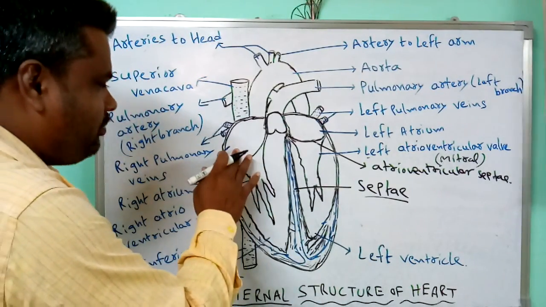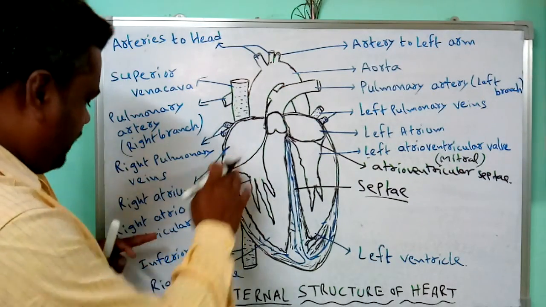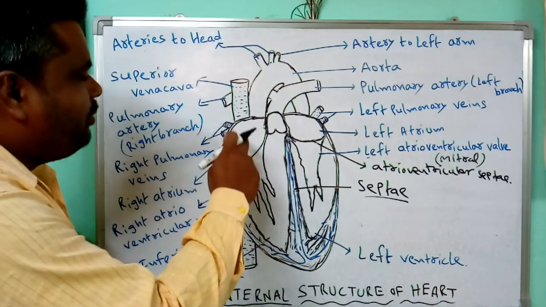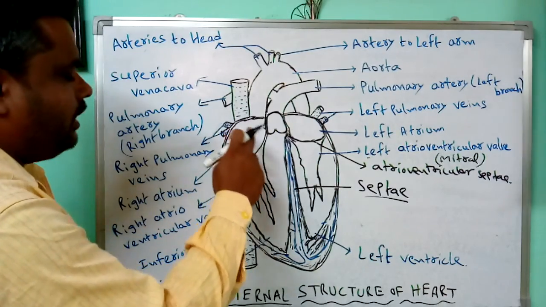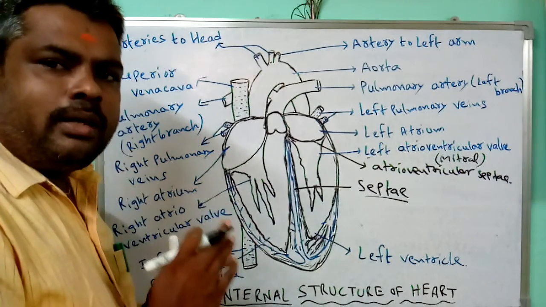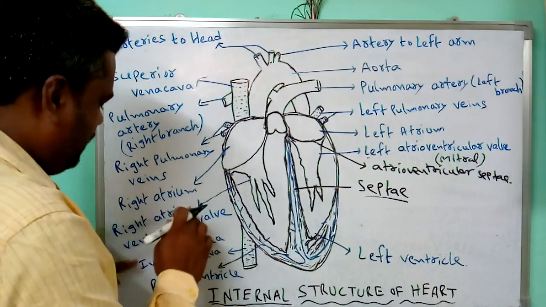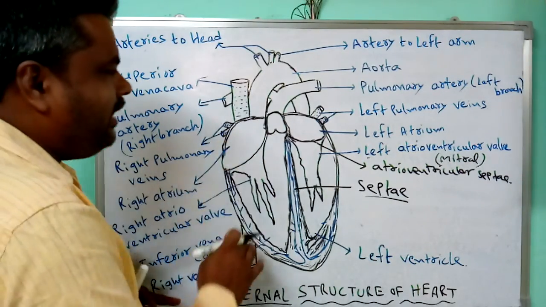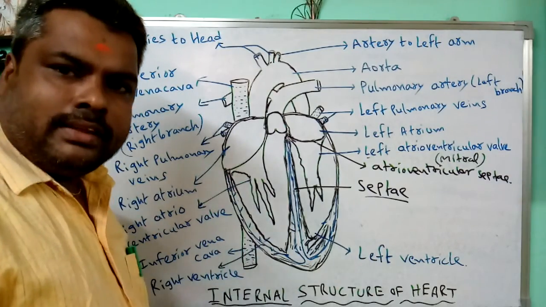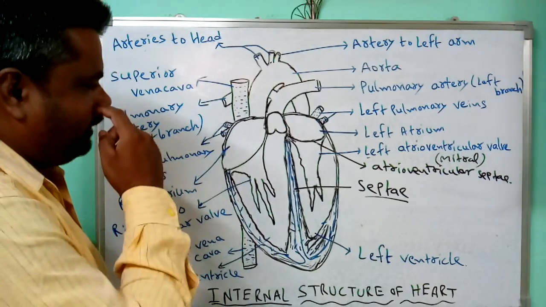Here, on the right side, the right atrioventricular valve is also present in between the right atrium and right ventricle, and it is commonly called the tricuspid valve. This is the tricuspid valve present between the right atrium and right ventricle. So these are the major structures present in the heart.